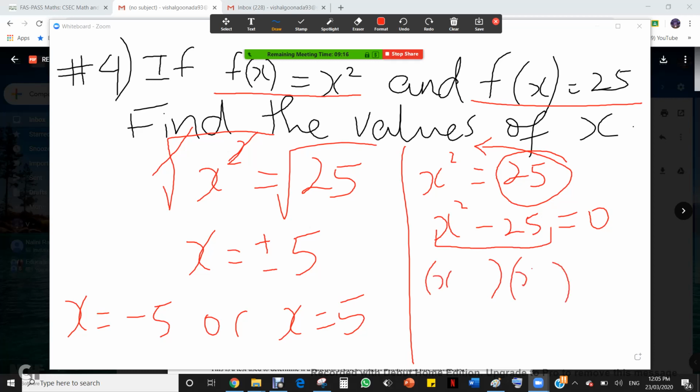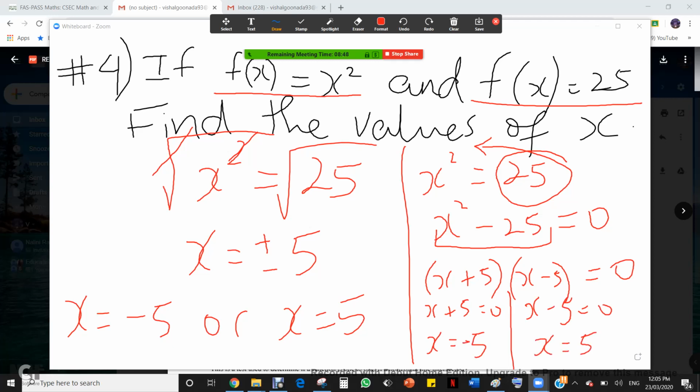x plus 5 equals 0, and x minus 5 equals 0. Then we split the 2 in half. We carry the 5s across, so in this case x is equal to negative 5, and in this case x is equal to positive 5. Sorry, negative 5 here, and x is equal to positive 5. Do you all understand it? Yes, sir.